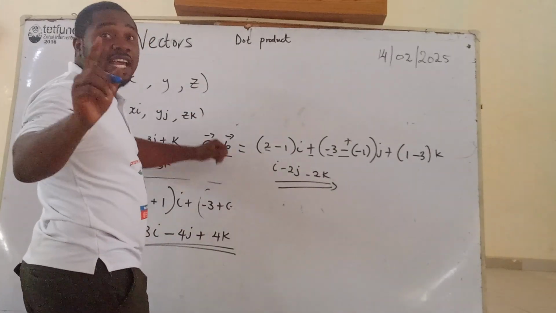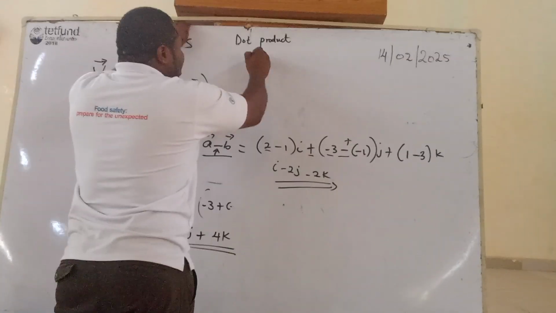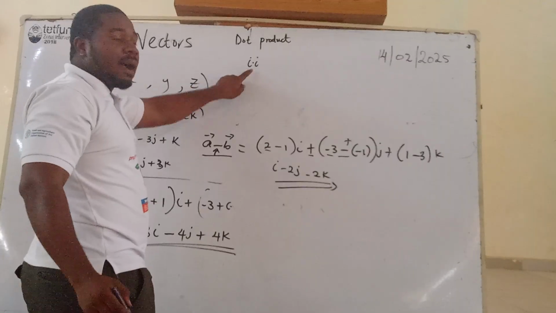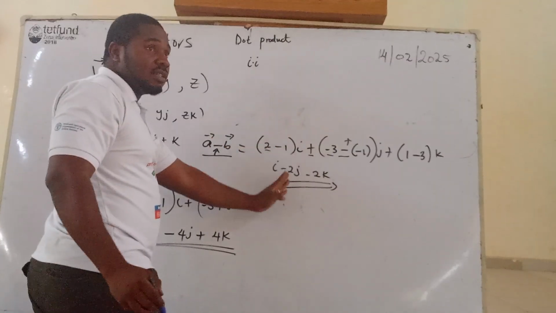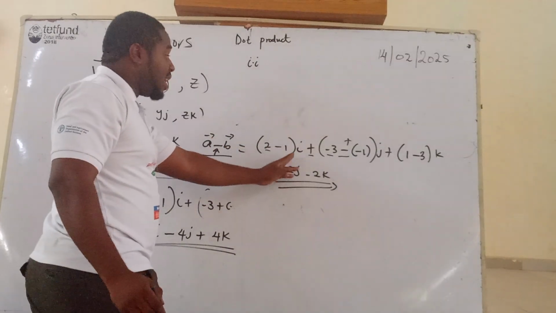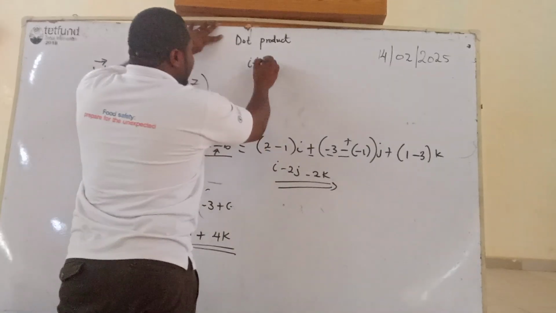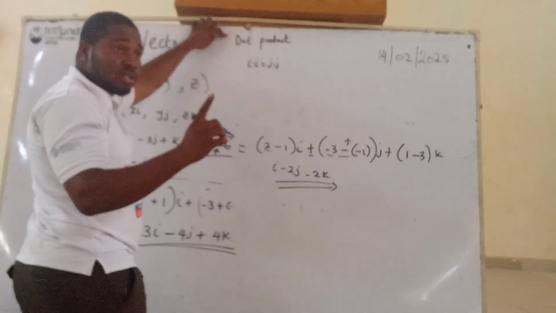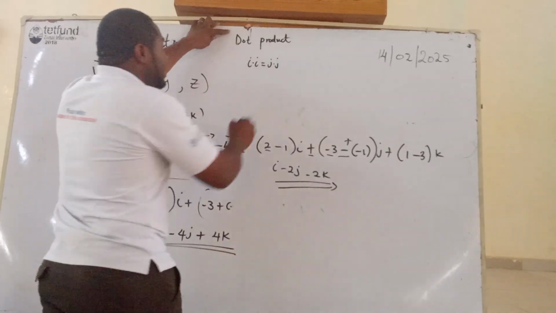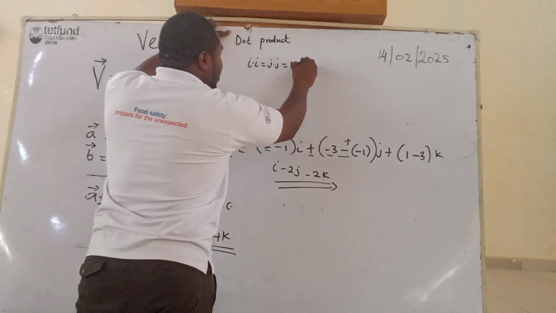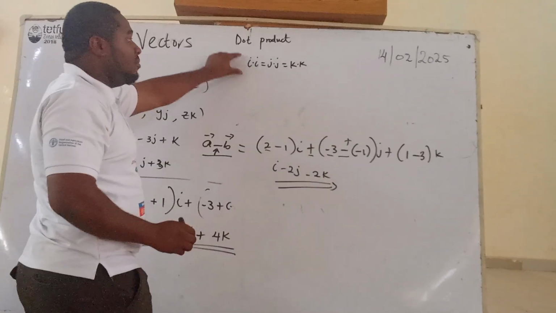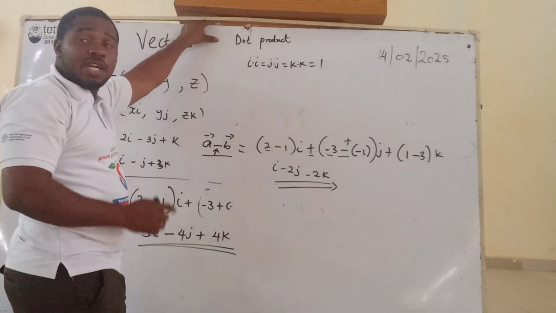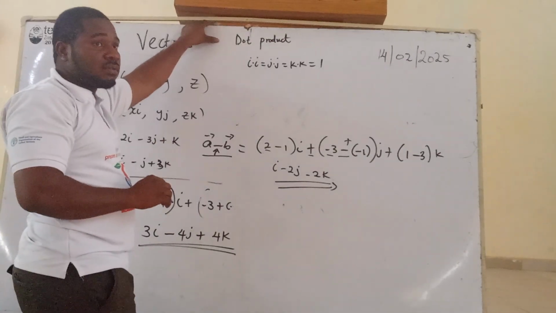Now, for emphasis sake, anytime you are multiplying two components of similar direction, this component i dot i, it is the same thing when you're multiplying j dot j. Dot product. What do I say? It is the same thing when you're doing k dot k. And anytime it is equal to what? 1. It's equal to what? 1.